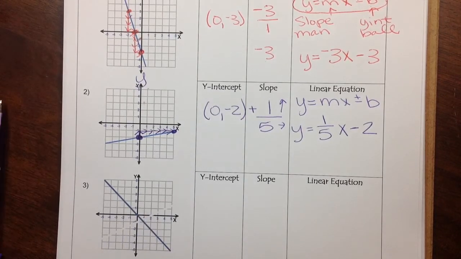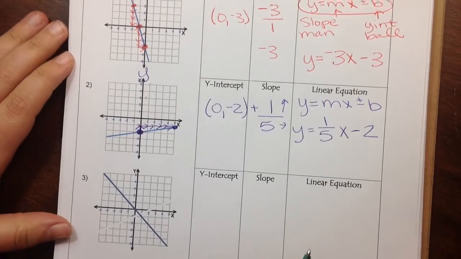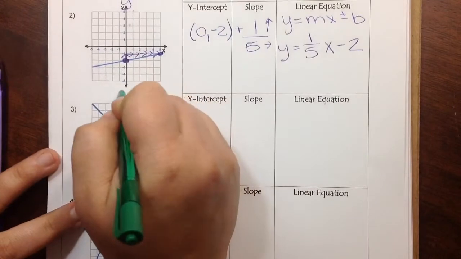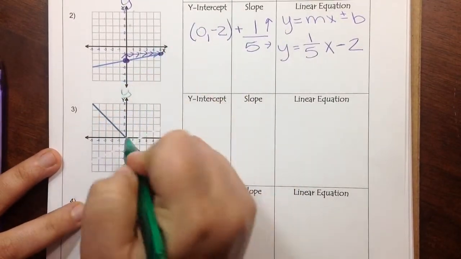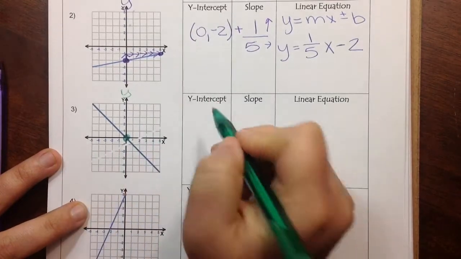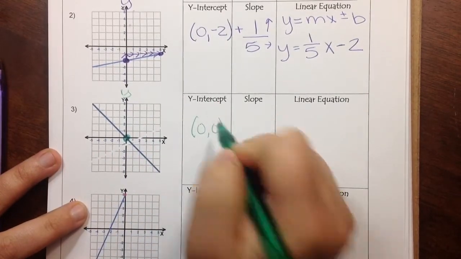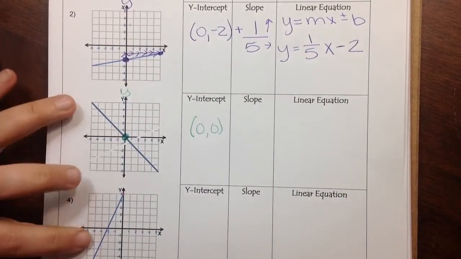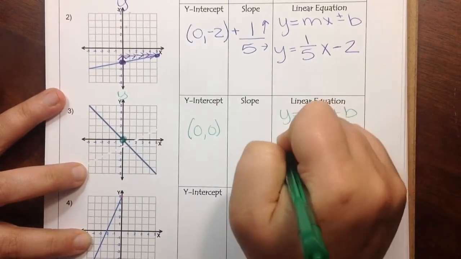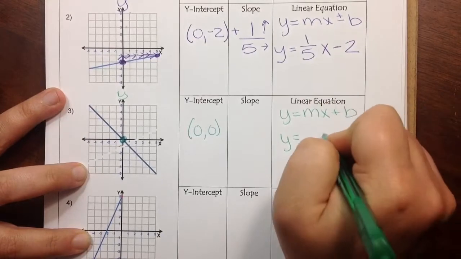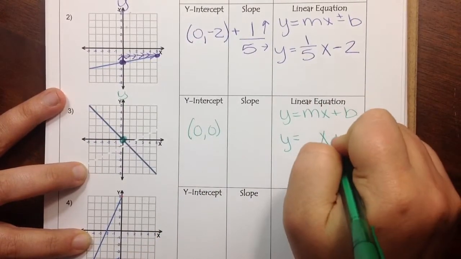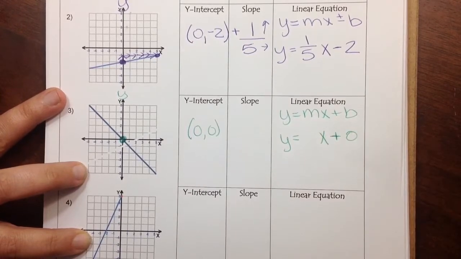Let's do another one right here. Same thing again and again. Okay, so I'm going to trace the y-axis, and it hits right here at the 0. So if it hits at the 0, I know my y-intercept is 0, 0. Okay, so again, y equals mx plus b. Y stays, equal stays, x stays. The y-intercept is at the 0, so I'm going to say plus 0.